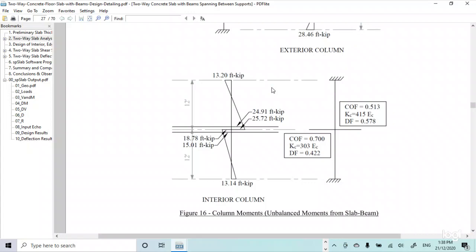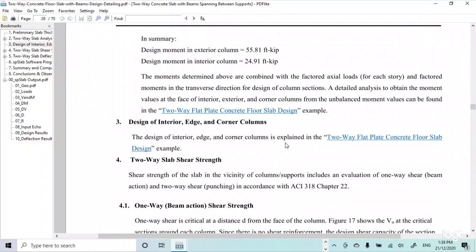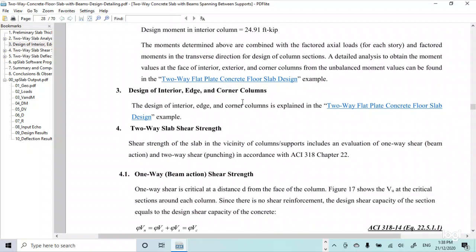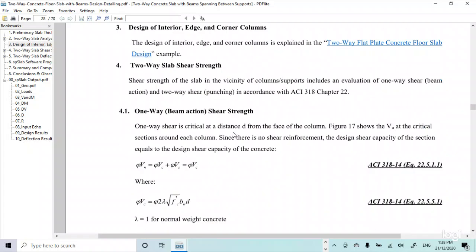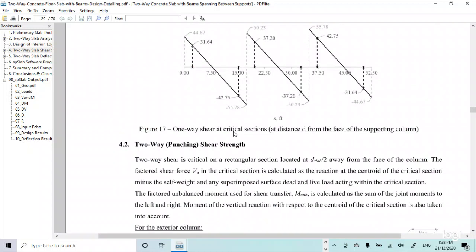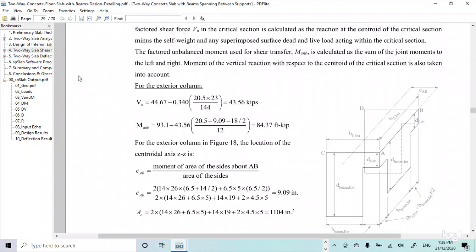Shear strength for a one way beam section is on page 28. There you can see one way shear strength, one way beam reaction, shear strength, and column, all on this page 28. The shear calculation, also the two ways shear strength calculation, is on page 29. Then the deflection control.